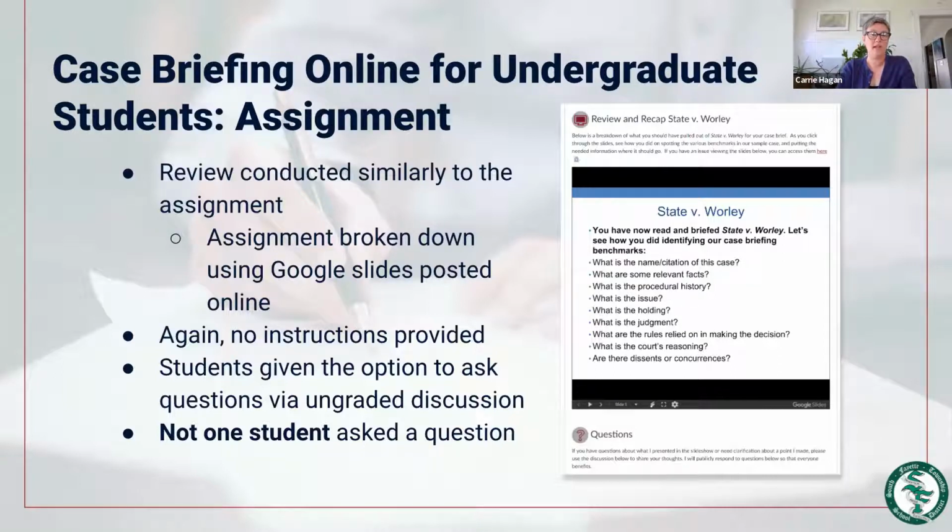And so I really had no idea whether or not they had even bothered to look at what I was sharing with them, and whether they understood what I was trying to prepare them for. The other thing that I noticed is that this was the main assignment where I introduced this skill. I did have them brief cases twice later in the semester. They had absolutely no idea what they were doing.